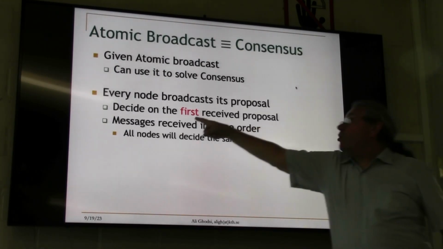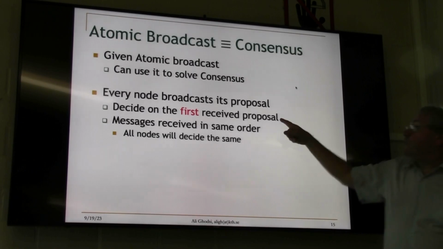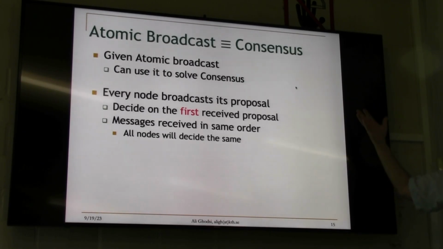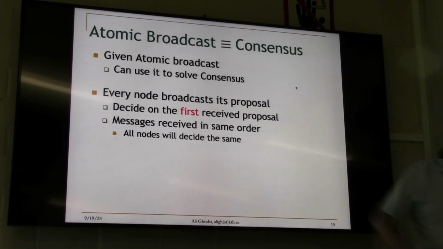That means they will all get the same one first. The first one will always be the same. So the first one they receive is the thing they agree on, because the messages are received in the same order. You see the trick here? See how we're doing it? Atomic broadcast has a very strong property. The messages are received in the same order, and we use that to force it to do consensus. So you can see, if we have an algorithm that does atomic broadcast, we can actually build consensus. See how that works?